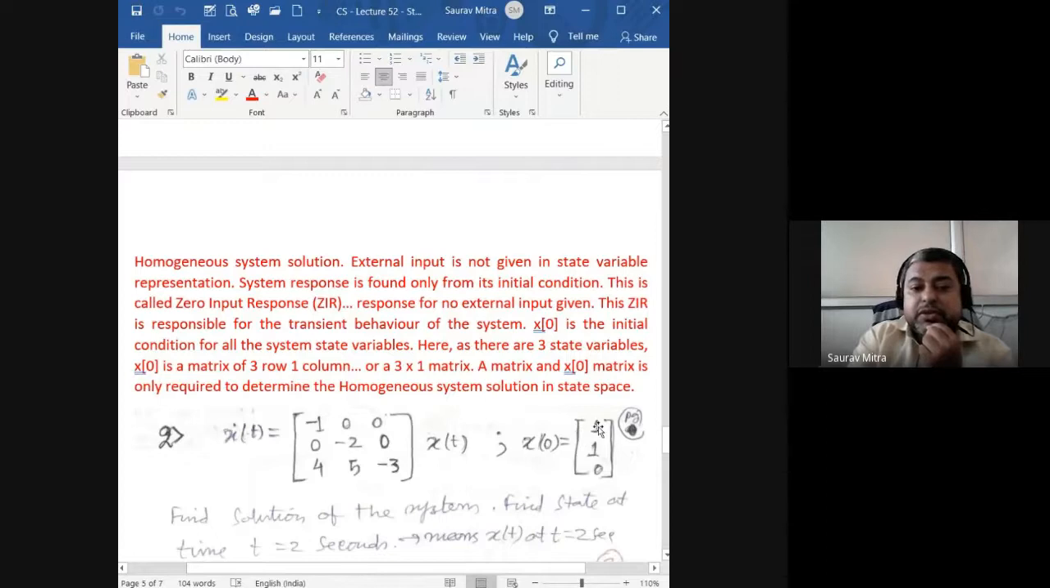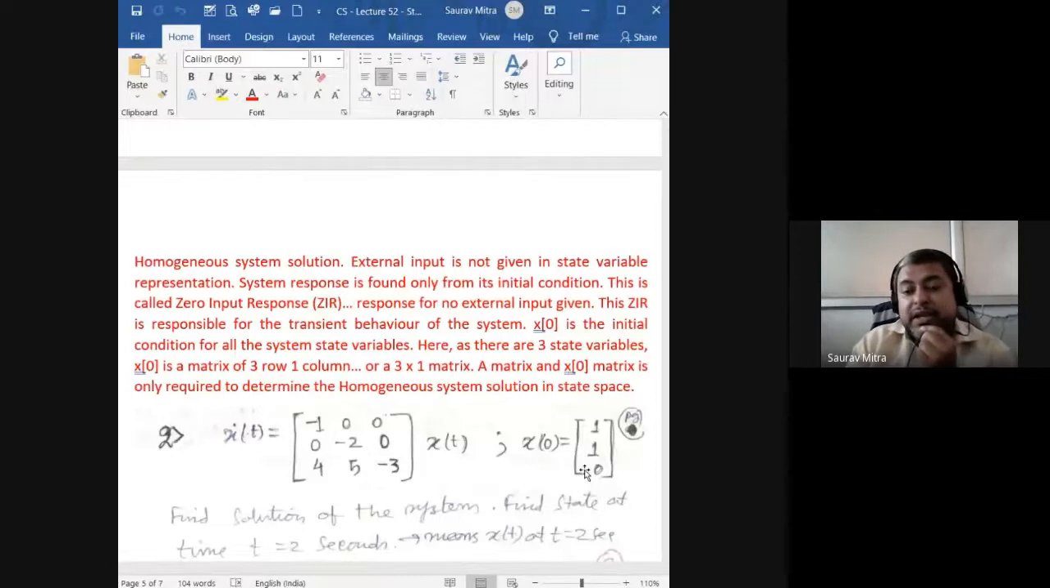What is x1(0)? x1(0) is 1, that means at t is equal to 0, you have not given any input. The initial first state variable has amplitude 1. The second state variable, x2(0), has amplitude 1. And the third state variable x3(0) has amplitude 0. So this x0 we require, and the A matrix we require. If we get these two, we can find the homogeneous system solution for the given system, that is x dot t is equal to A x t.